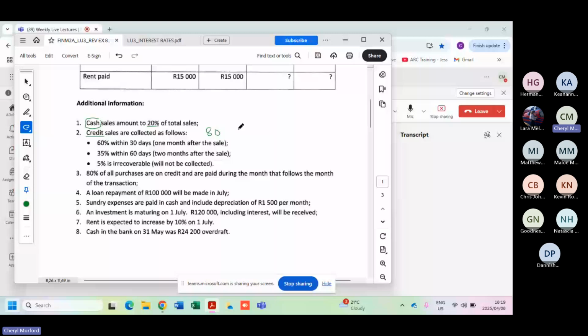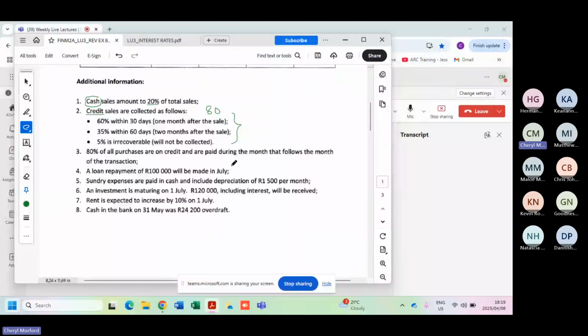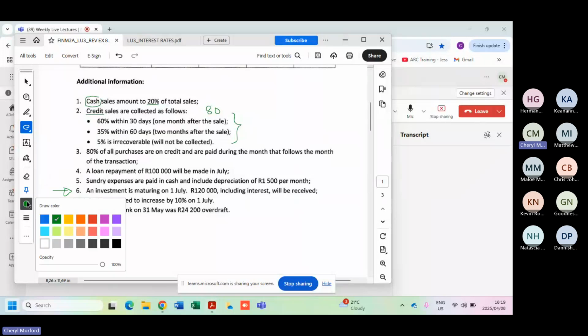This here is like we did yesterday. That is how the debtors are going to be paying us. Right. Here, those are the receipts. Number 6 here. I'm including that as a receipt because we have an investment that's paying out. Maturing is paying out. So we're going to do what? Receive it. So those 3 things in green are the receipts.